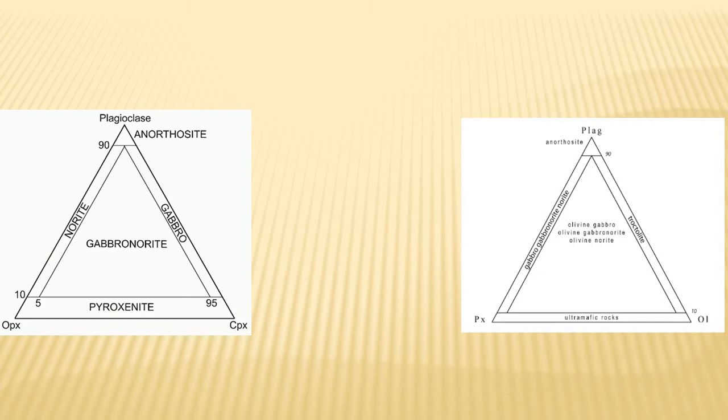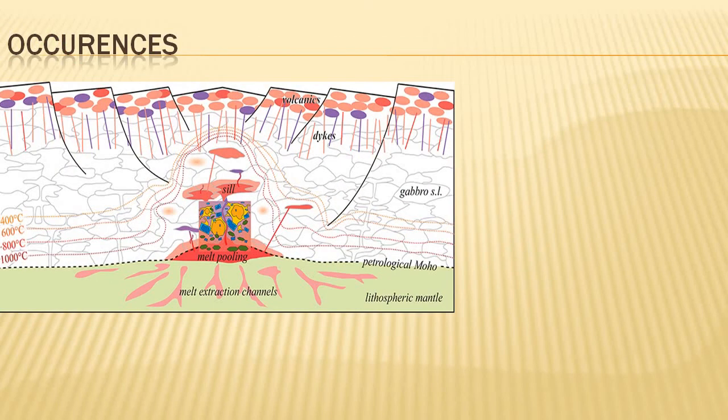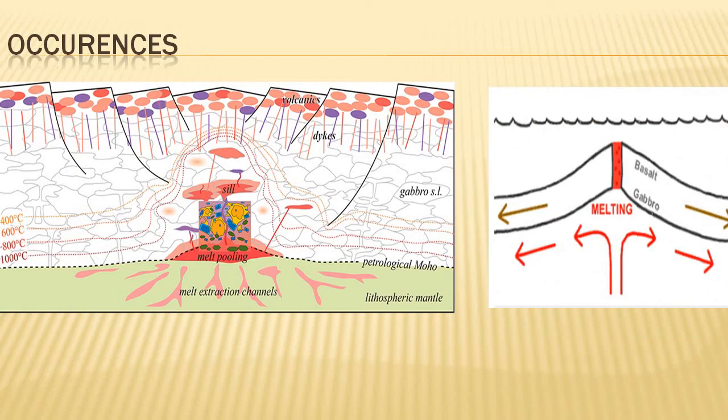Now we will discuss the occurrences of the gabbroic rock. Gabbros are plutonic rocks which are formed by cooling and crystallization of molten magma. They generally occur as batholiths and laccoliths, and are also found along the mid-oceanic ridges. They are also found in ancient mountains, which are compressed and uplifted oceanic crust.